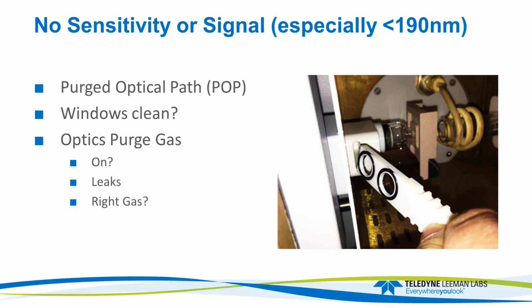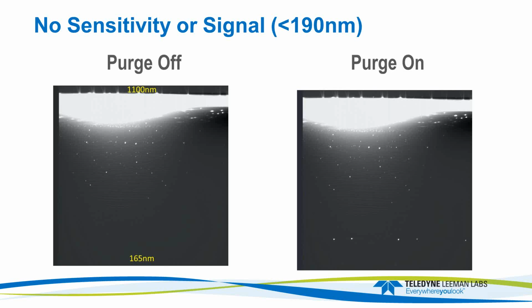If I have that issue, I can go and take a look. This is a full frame image. On the left-hand side, you can see I have the purge off, and if you look at the bottom portion of that, I have really no signal below that carbon 193 line. The cutoff is about 190. There's nothing going on there. The purge is off, so I don't expect to see anything.